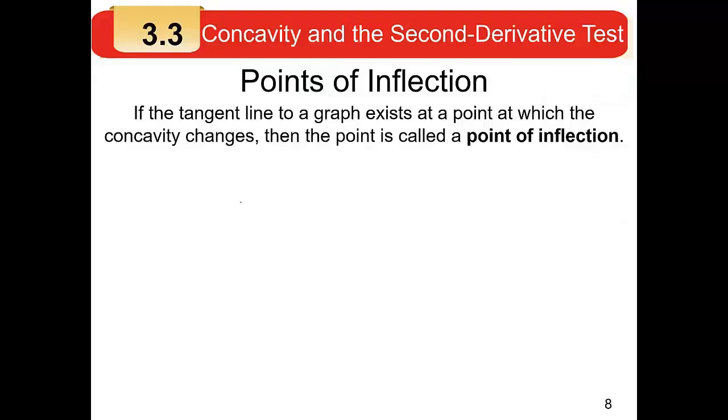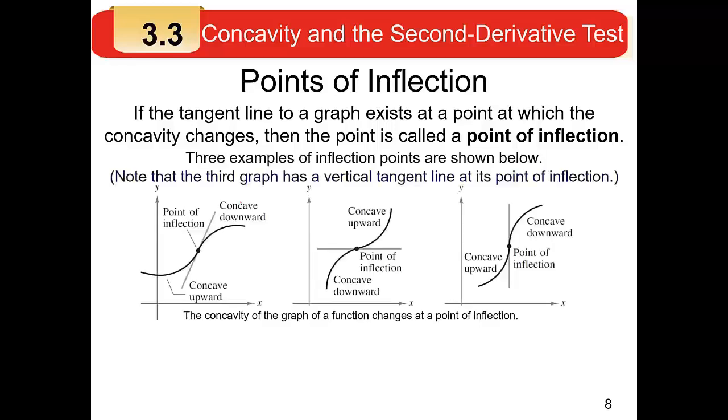If the tangent line to a graph exists at a point at which the concavity changes, then that point is called the point of inflection, or sometimes just called the inflection point. Just to get it into your head visually, that leftmost graph is a place where the function starts off holding water and then starts spilling water. In other words, it starts out concave upward, it ends up concave downward. The point where it changes is your point of inflection.